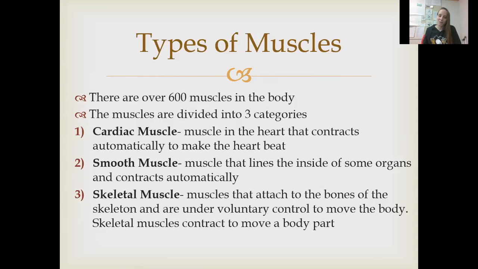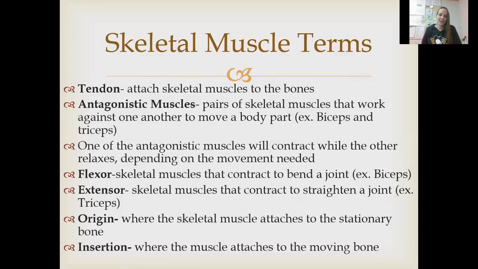And then your skeletal muscles are the muscles that attach to the bones of your skeleton, and they're under voluntary control. So you can decide when to move those muscles, and they generally contract to move a body part. Here's some different terms relating to skeletal muscles.